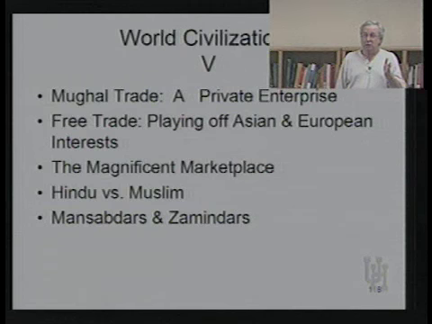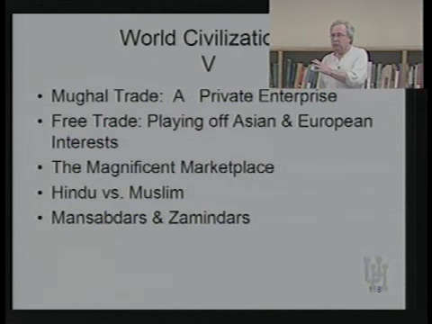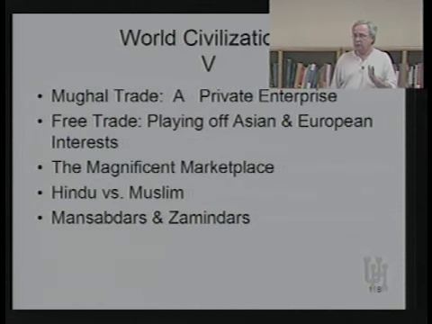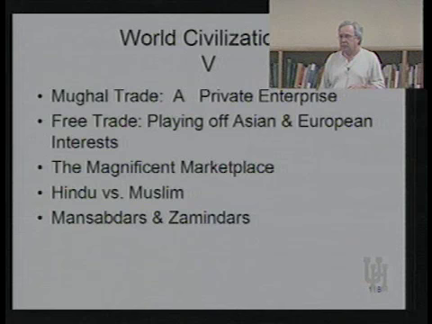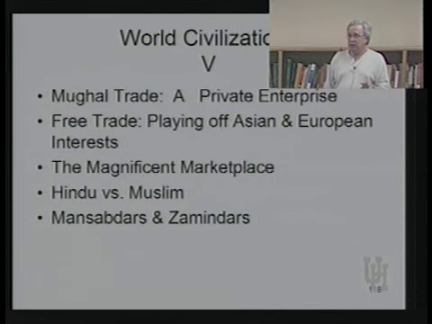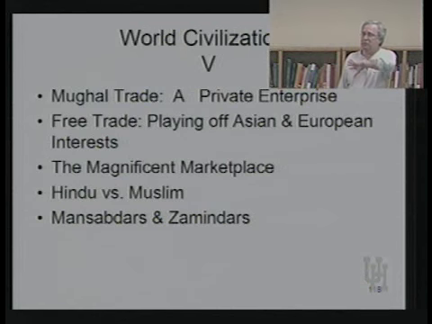I make this distinction because in a few minutes when we talk about some of the other empires, we will see an increasing attempt to control trade directly by the state. The Mughals were not interested in that kind of process. They were situated in a region where there was what I've described here on the slide as a magnificent marketplace.